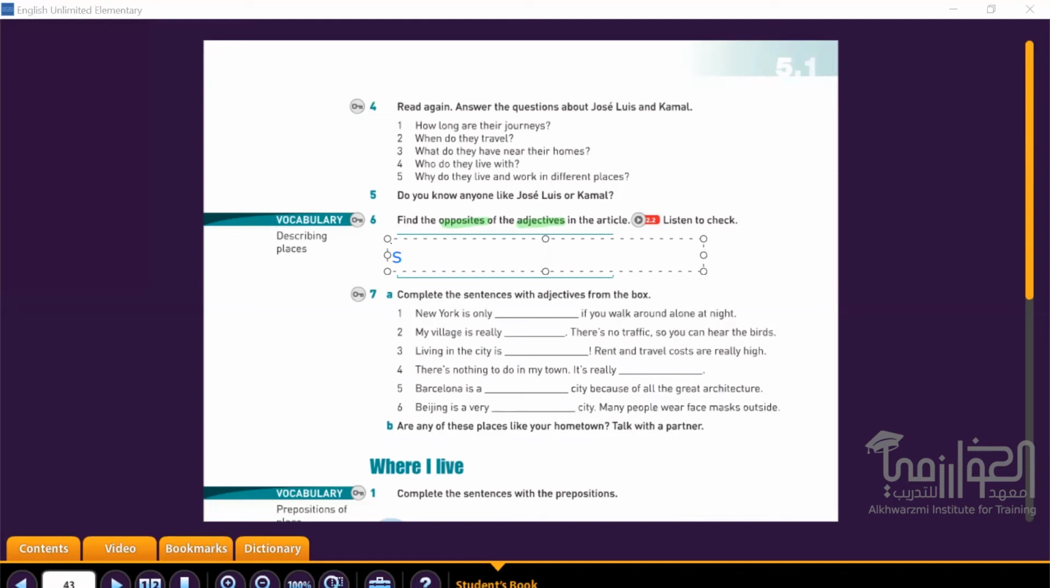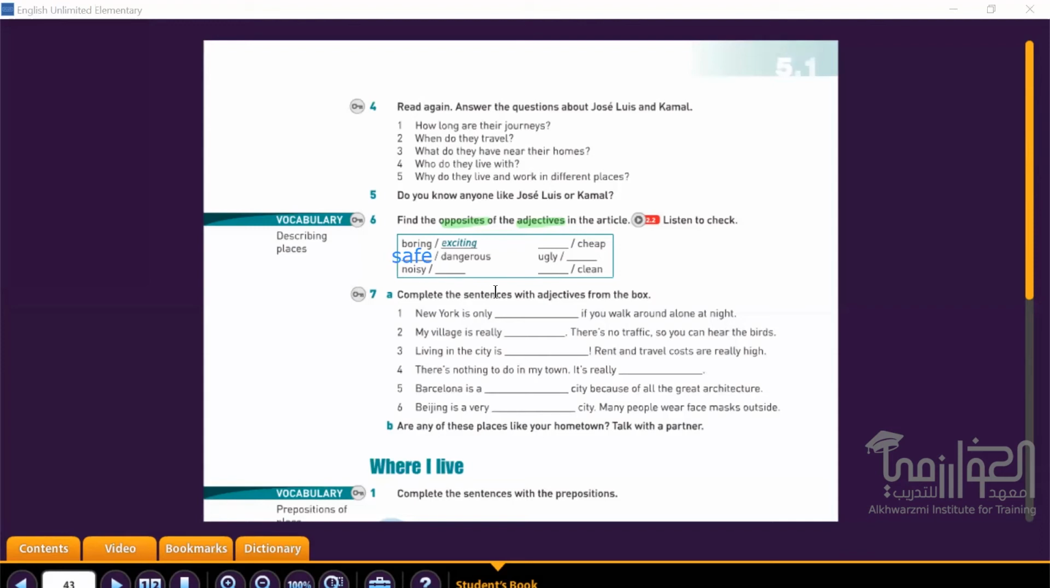Yeah, so we have here safe. So safe, the opposite of dangerous is safe. Now read, check, find all the answers, the opposites. The answers are all in the article. So look for all of them. Pause the recording while you do this work.